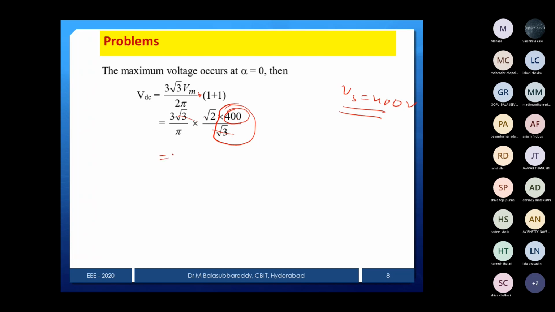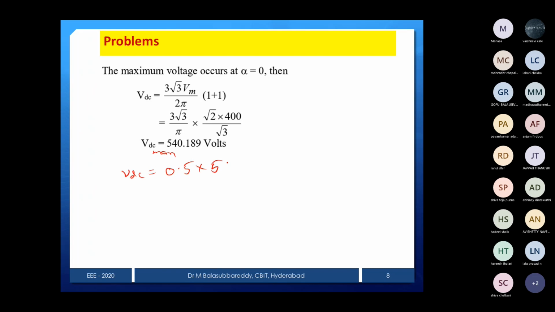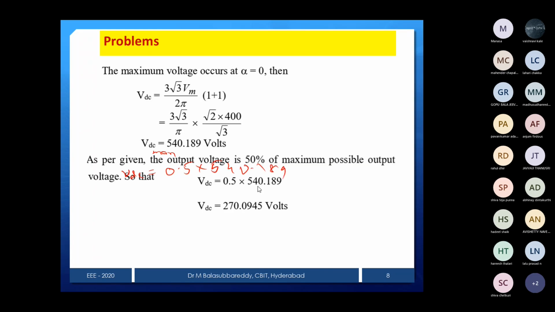Just calculating this, we get 540.189. This is the VDC maximum, not the actual VDC. Once you know VDC maximum, I will get VDC, that is 0.5 into 540.189, which gives VDC equal to 270.0954. So this is the case of VDC. Indirectly this value is given, and they are asking for alpha. So will you get alpha?